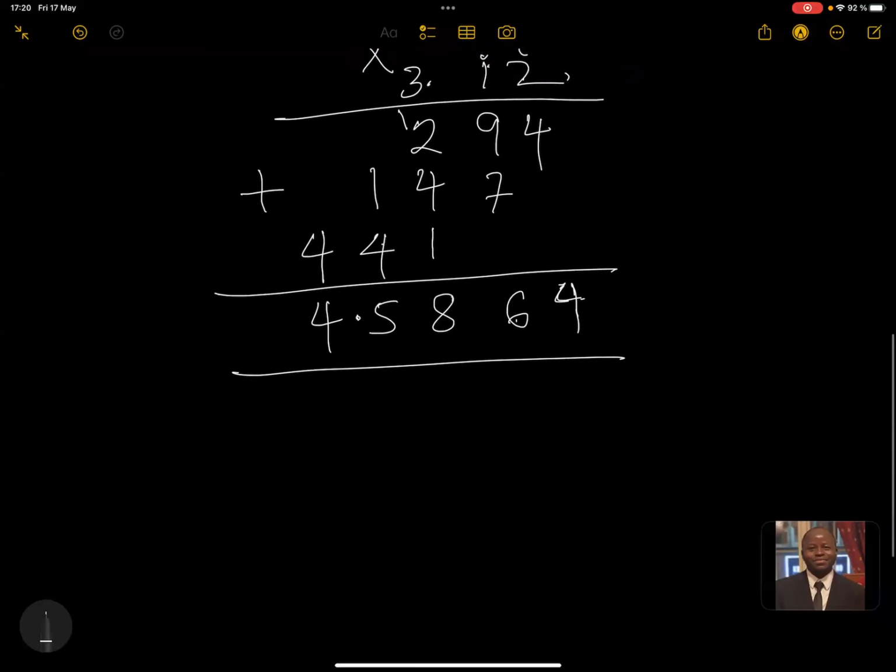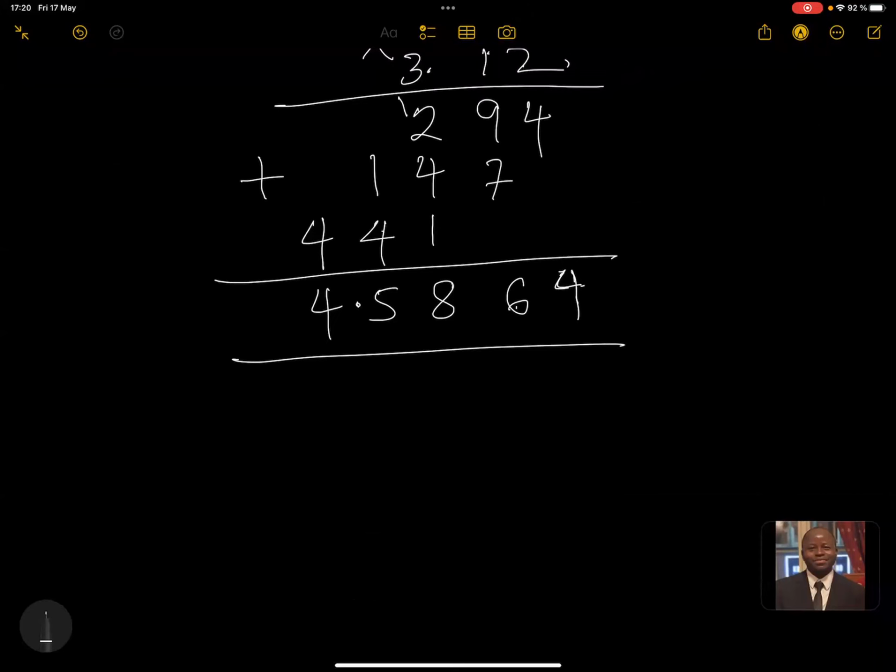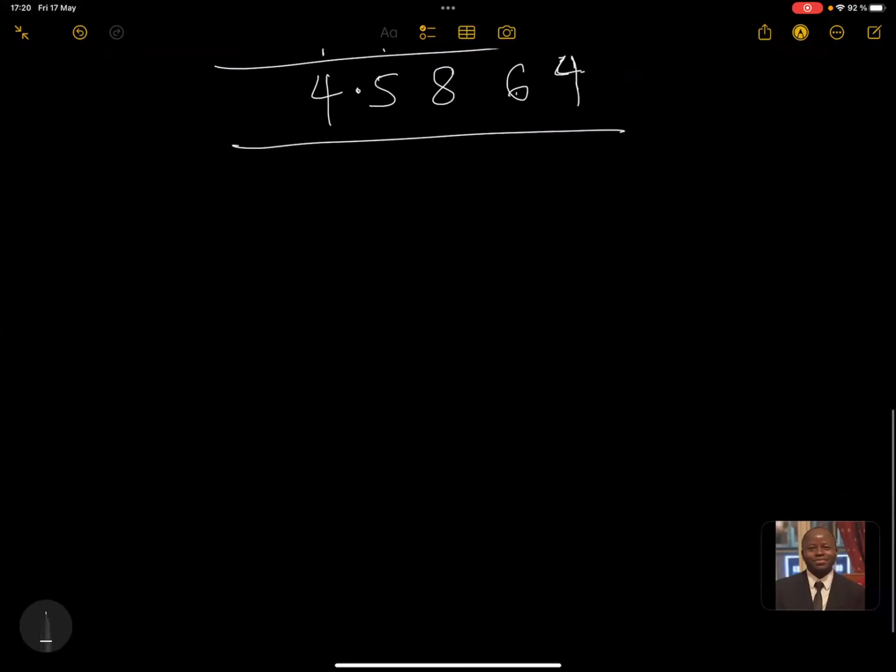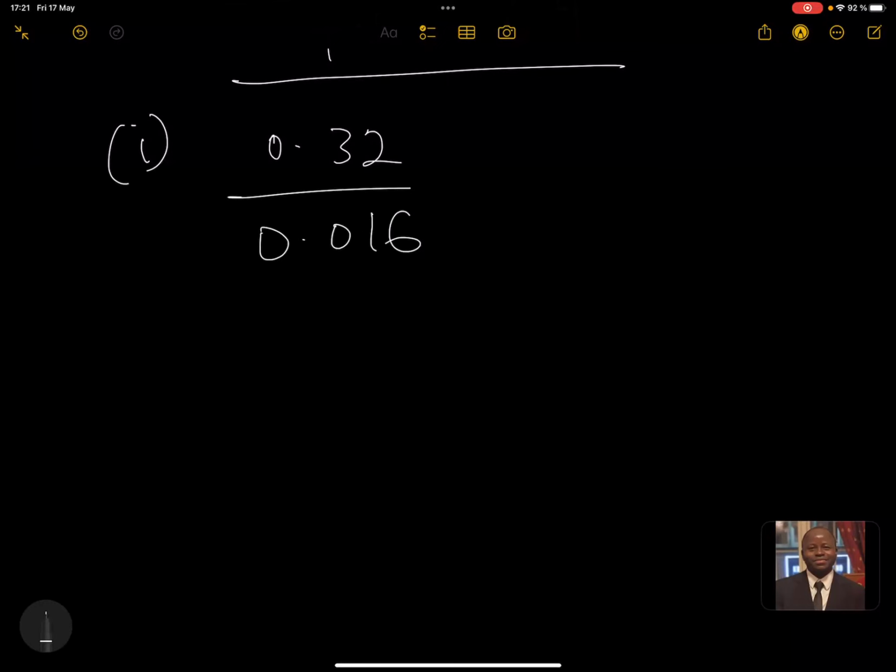So the last aspect we consider under decimal has to do with division of two decimal numbers. So to divide 2 decimal numbers, how can we do it? We do that with an example. So let us take the first example, which happens to be the simplest here, unfortunately, but I'm taking the simplest this time around. So where we have 0.32 divided by 0.016.